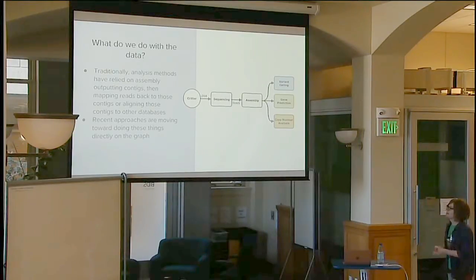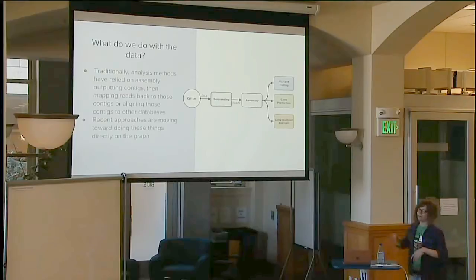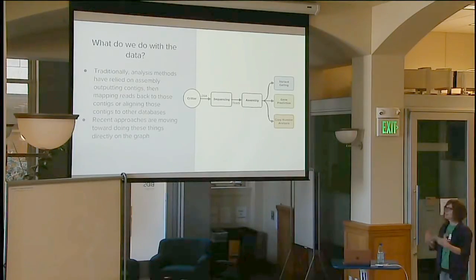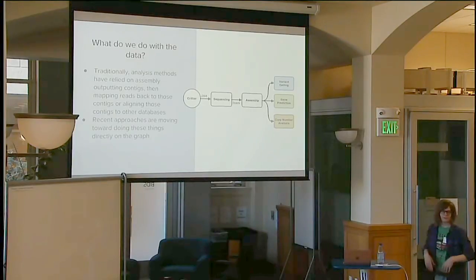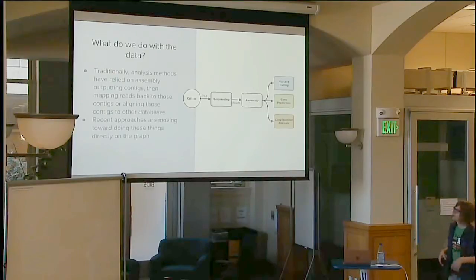So usually these analysis methods start something like this: we have a critter, we stick it in a blender, right? We sequence the DNA, we assemble it, and we spit out a whole pile of disconnected sequences, contigs, right? And then we do some stuff to it. So we do variant calling or gene prediction or copy number analysis.